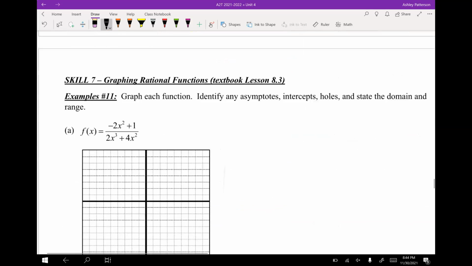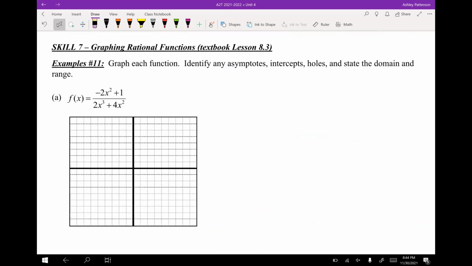And I'm going to jump into skill 7. We aren't going to graph, but we're going to play around a little bit finding the characteristics so that you get some practice and you see the order in which we need to find these. Okay, so let's take a look at example 11a. Again, we're jumping to skill 7 just to find the characteristics, not to graph.